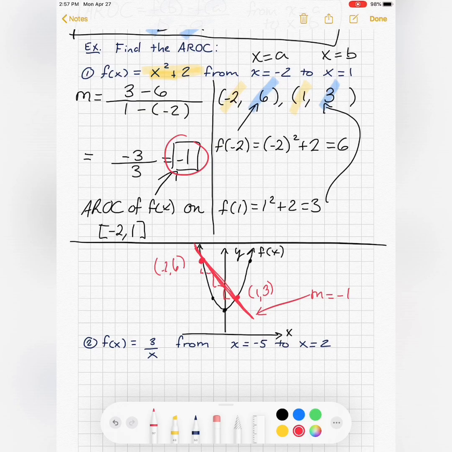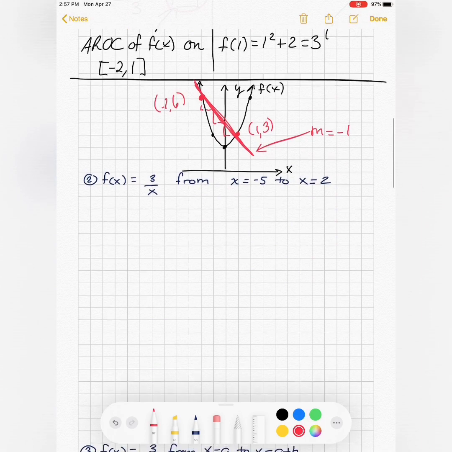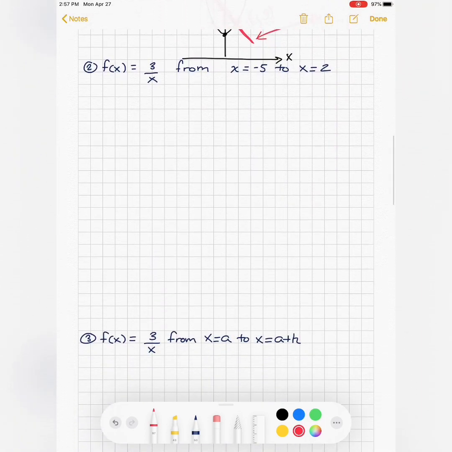Now, those points are pretty far apart, so I would say that doesn't really give me a very accurate estimation of the slope of the function itself on that interval. But it does give me an estimate, an approximation, or an average. So let me try another one. Again, these are really easy. These are just slope problems.